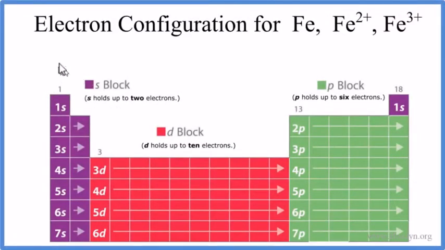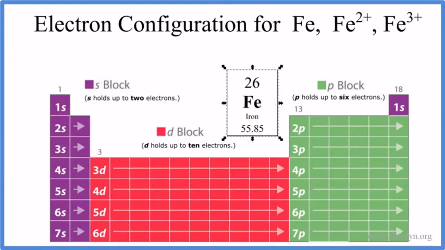In this video, we'll write the electron configuration for iron, Fe, and the Fe2+ and Fe3+ ions. So to do that, we'll start out with iron on the periodic table. On the periodic table, iron has an atomic number of 26. That means it has 26 protons.